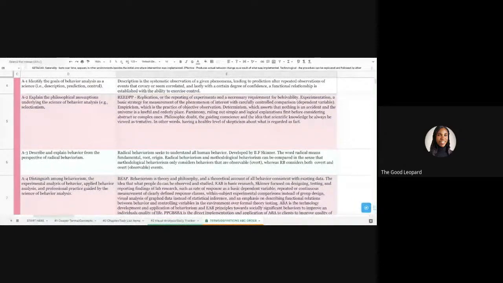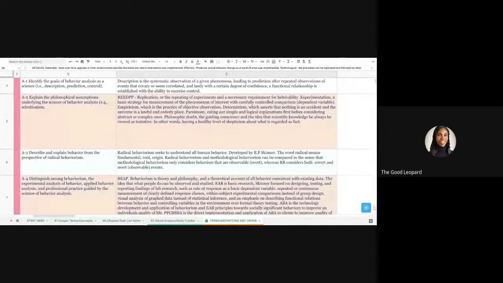Experimentation, which is the basic strategy for measurement of the phenomenon of interest with carefully controlled comparison. We're basing this all around a dependent variable, and we're using the independent variable to change the dependent variable, or get them to do what we want them to do. The client is the dependent variable, and then what we put into place is the independent variable. So if you're having trouble remembering, think of it as independent: I change, right? And the dependent variable, the client, is how the client acts depends on what we change or what we do.